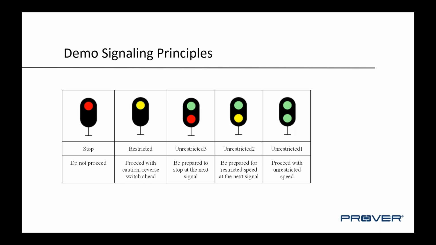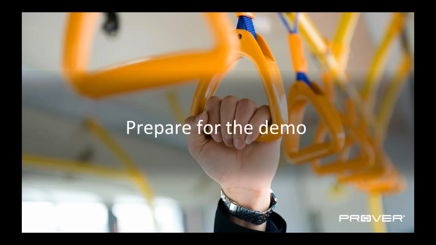And the bottom aspect is a function for distant signaling. So if the next signal is at stop, it will display red, and if the next signal is restricted, it will display yellow. And finally, when it displays green over green, it means that you have no reverse switches ahead, and the next signal on the route is also unrestricted, so you can proceed at full speed, basically. So some very simple signaling aspects here to get a basic understanding of how it works.